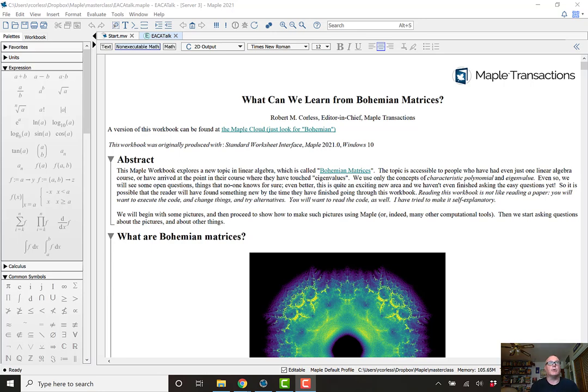The workbook can be found at the Maple Cloud. So just find the Maple Cloud and look for Bohemians and you will find this particular, well, something very like this worksheet. It's certainly the same up until the very last section.